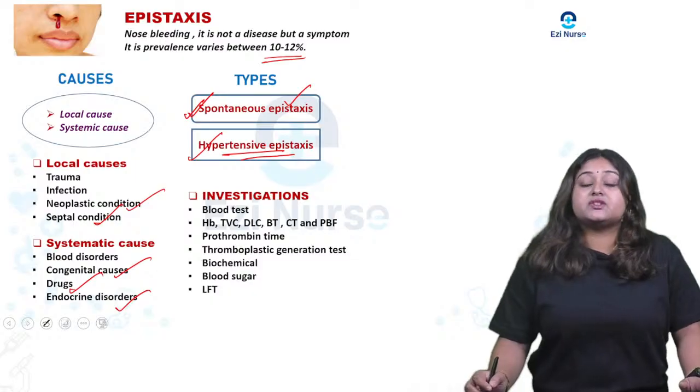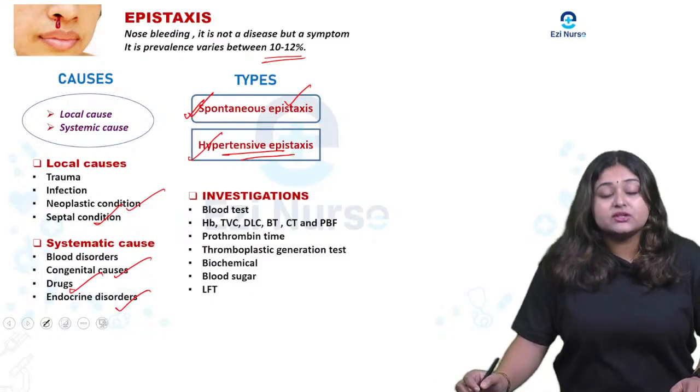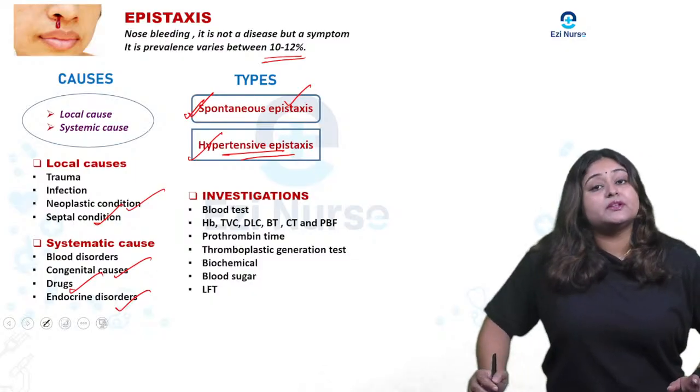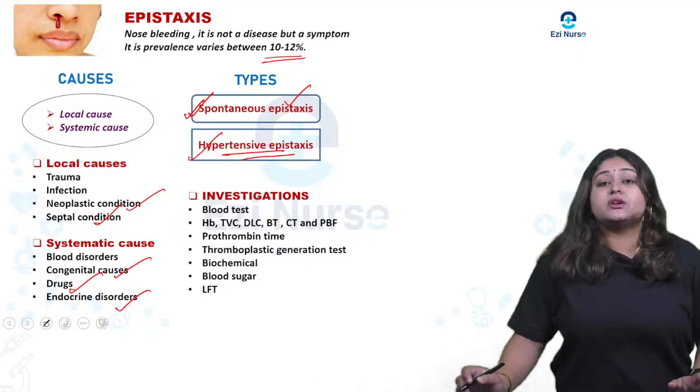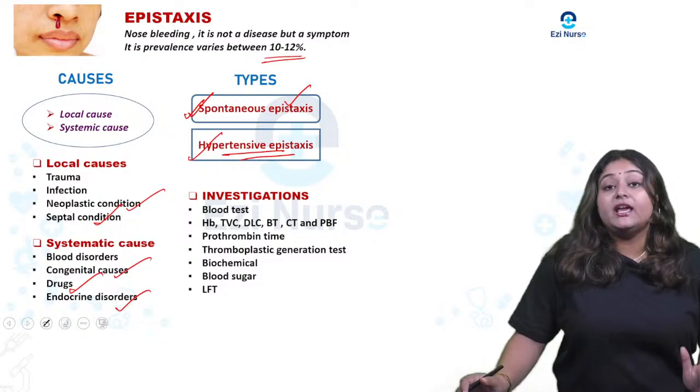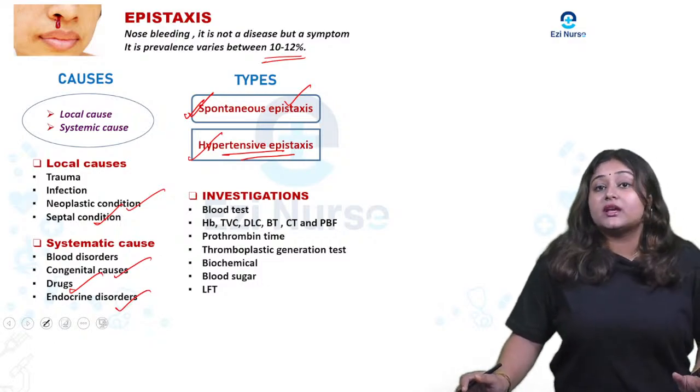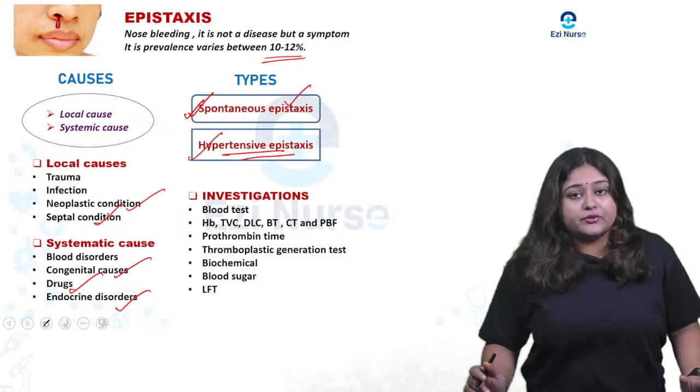So what are the investigations? Blood test, hemoglobin test, TVC. TVC is nothing but tuberculosis verrucosus, which is a type of skin test, an infection test specially for tuberculosis, and they are checking the viral load under the subcutaneous layer.